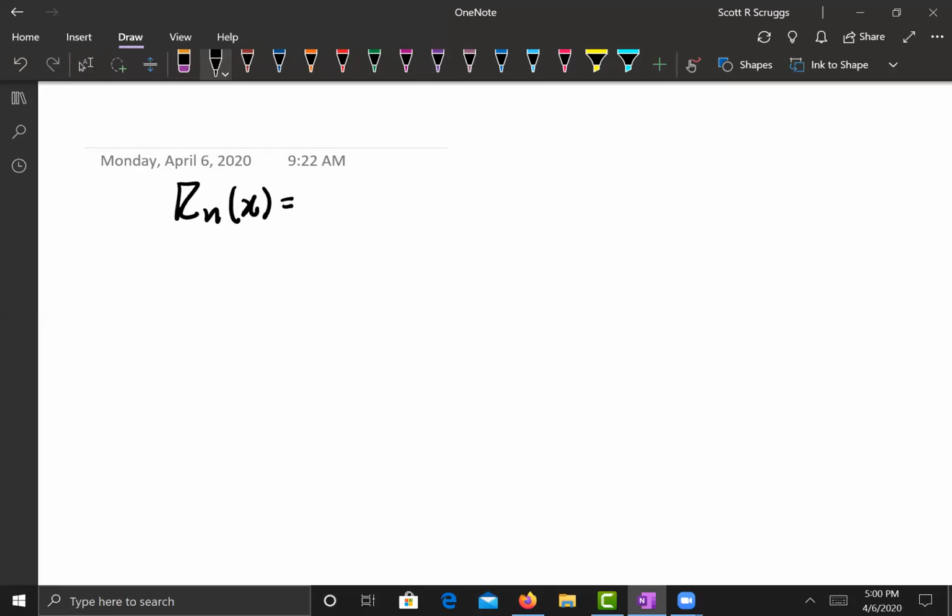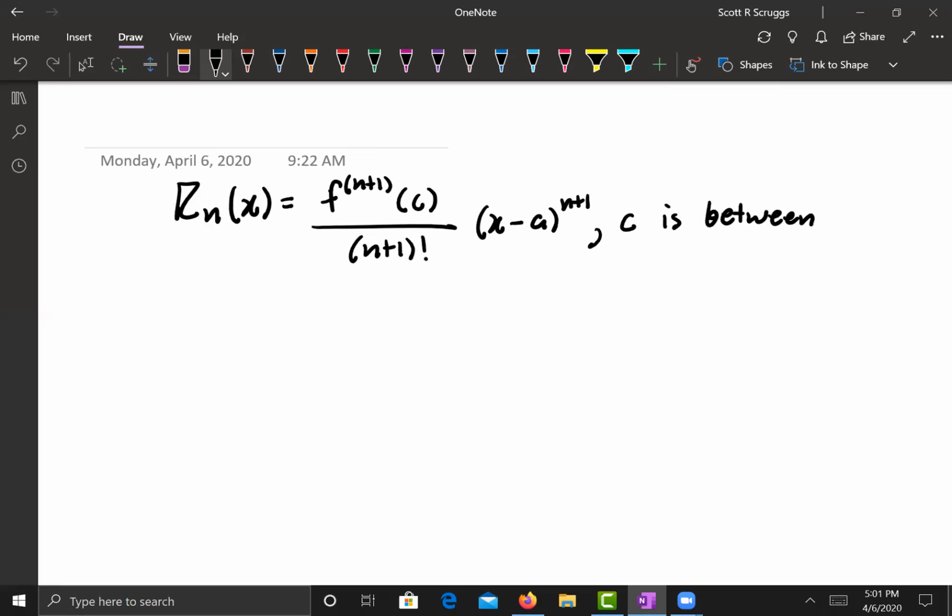A remainder for a power series is the (n+1)th derivative of f at c, over (n+1) factorial, times (x minus the center) to the n+1, where c is between x and a. And this is very nasty. I'm not going to lie to you. That is a very nasty exact formula for a remainder.